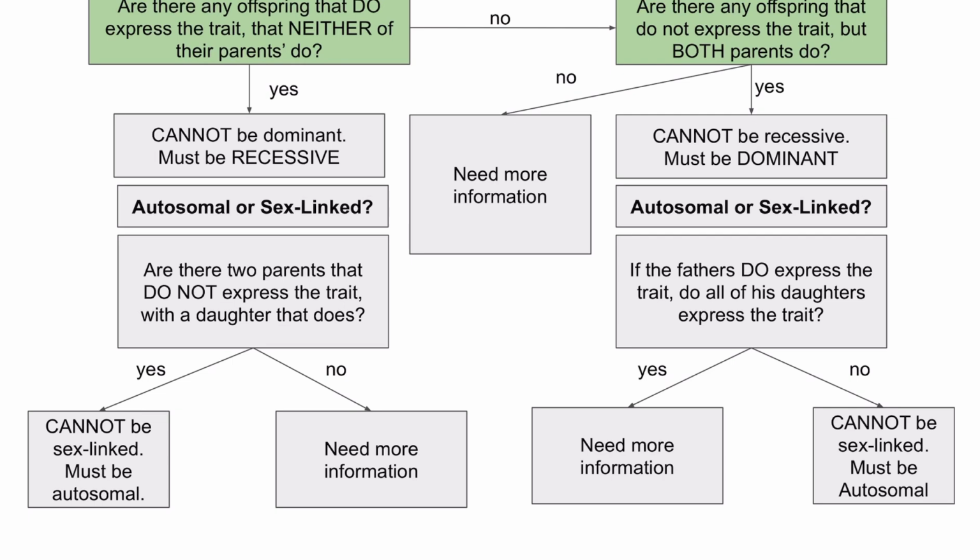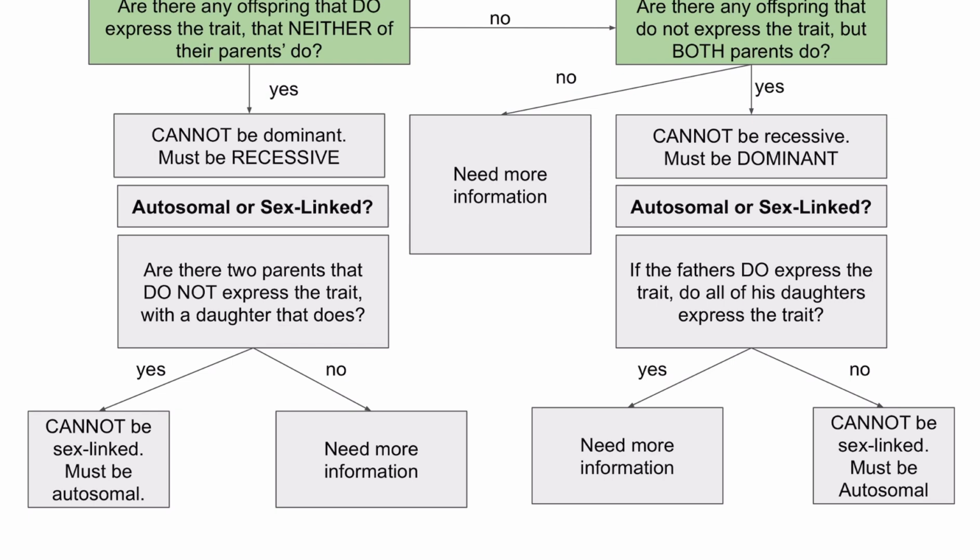Now, if you don't see that pattern, there's another pattern you can look for, and that's if you have any offspring that do not express the trait, but both of the parents do. In that case, it can't be recessive. It has to be dominant, because if it was recessive, then the two parents would only carry the recessive traits. That means that the offspring couldn't have anything other than that. Now, if you don't see that, then you just need more information. You need either more family members to survey or a bigger pedigree to find patterns that you could recognize.